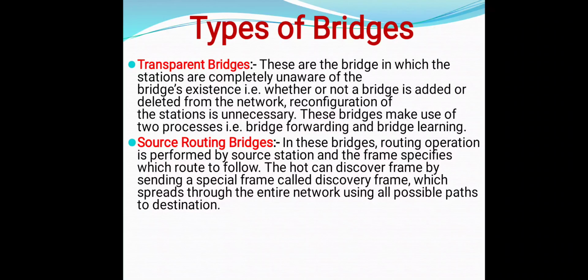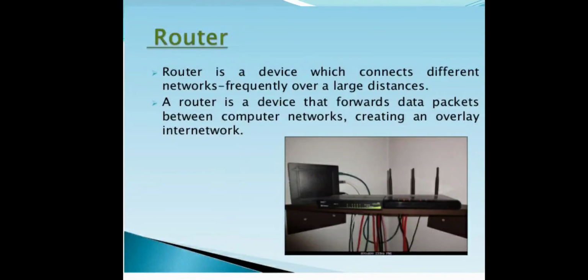Then there are two types of bridges. First is transparent bridge and second is source routing bridge. The transparent bridge is one in which the stations are completely unaware of the bridge's existence. And in source routing bridges, routing operation is performed by the source station and the frame specifies which route to follow. The host can discover a frame by sending a special frame called discovery frame, which spreads through the entire network using all possible paths to destination.